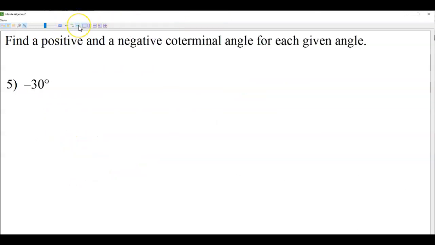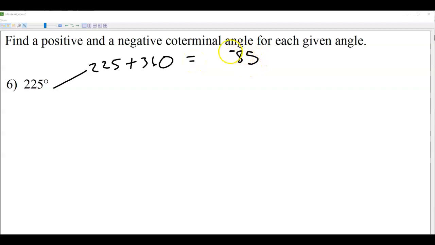All right, let's go ahead and move on to number 6 here. Number 6 is asking us to find a positive and a negative coterminal angle for the angle that they give us. So to find a positive, what we're going to do is take the angle that they give us and just add 360 to it. That's going to give me 585.